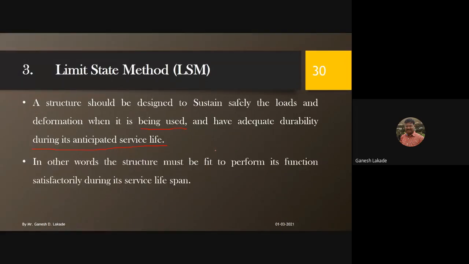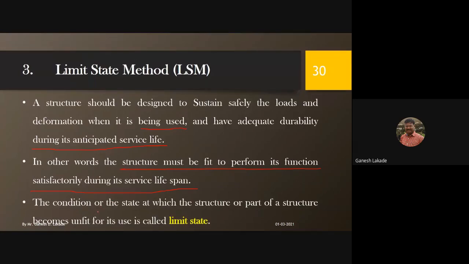Okay. Or you can say in simple words that whatever structure you are going to provide must be fit to perform its function satisfactorily during the service life. And that is the requirement. And again, the condition or state at which a structure or part of a structure becomes unfit is called the limit state. Limit state means it is a limiting condition or a point at which your structure or the component or part of your structure becomes unfit.